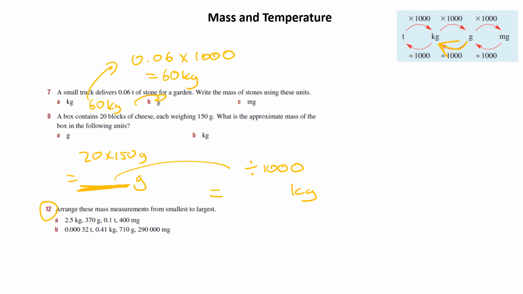Question 12. I'm probably going to let you do these ones, but in this case, pick one of them. Pick the unit you want to use. If you want to use kilograms, use kilograms, or use grams. Pick whichever one's easiest. I'd probably select grams as the one I want to work with, change all the rest, and then reorder them. That's the sort of process you'll do for question 12.